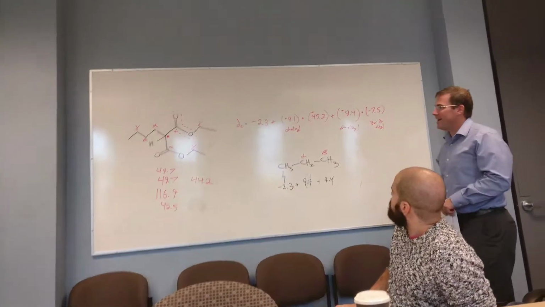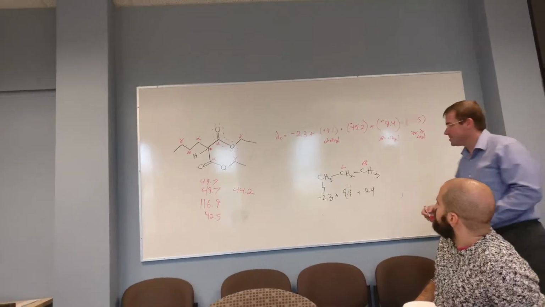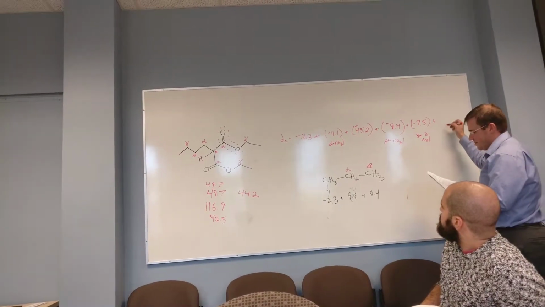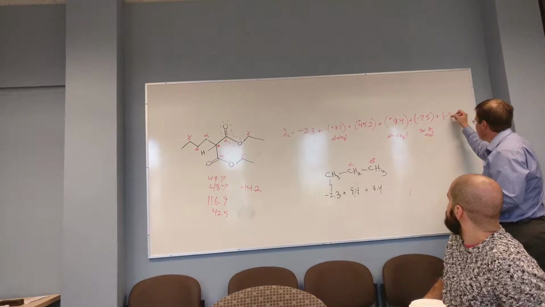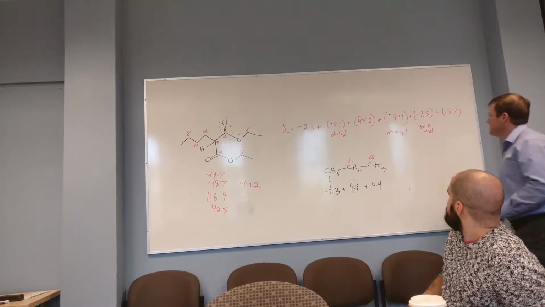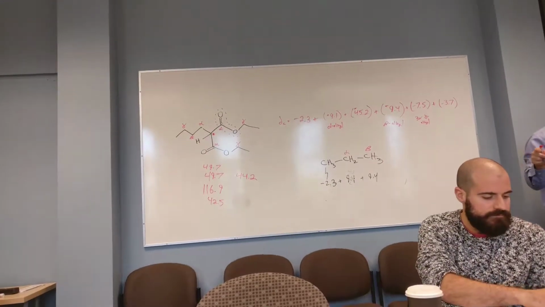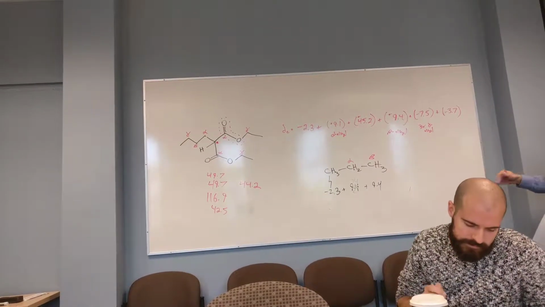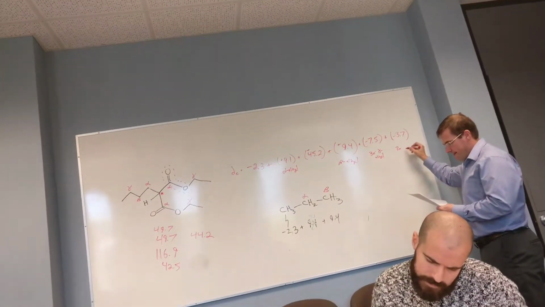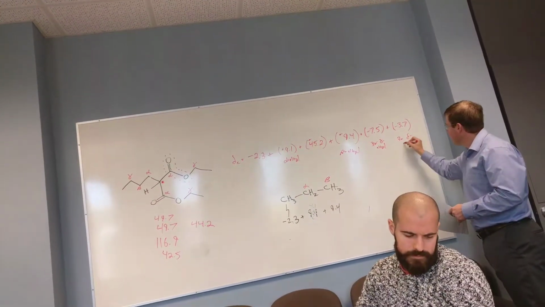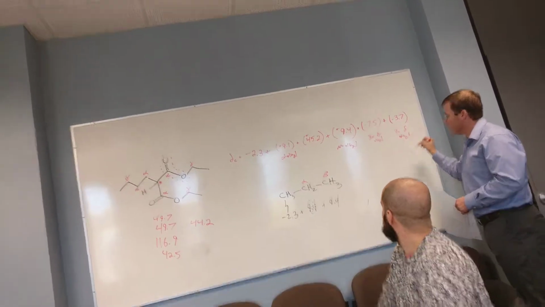Okay, and we have 3 delta alkyls, which is minus 3.7 for the 3 delta alkyls. So again, even though the delta numbers are small, if you've got 3 of them, they just have to add up.